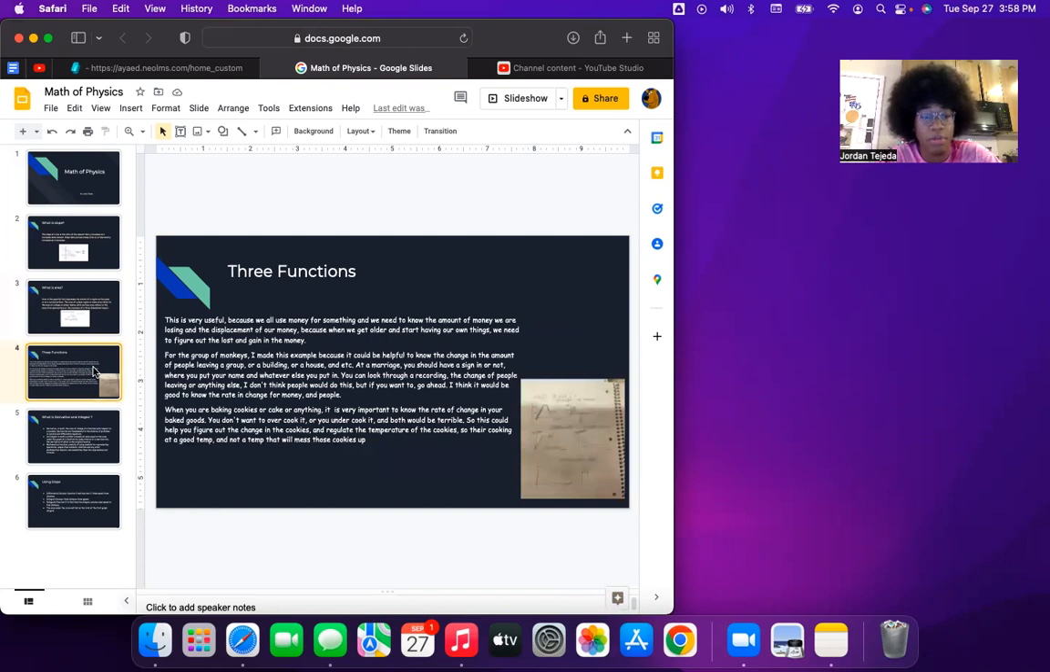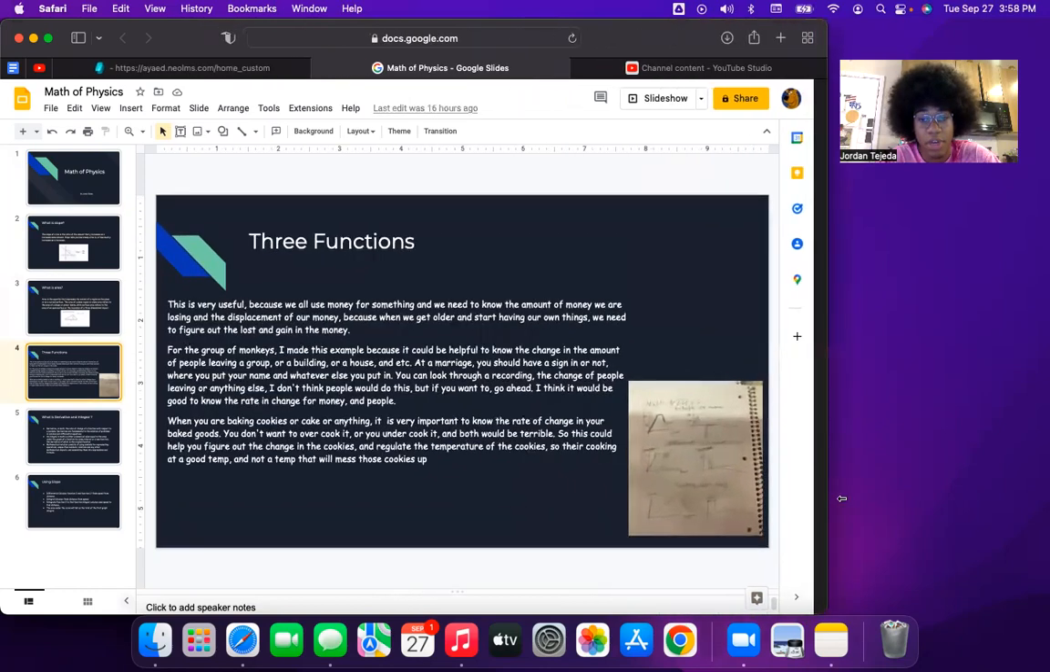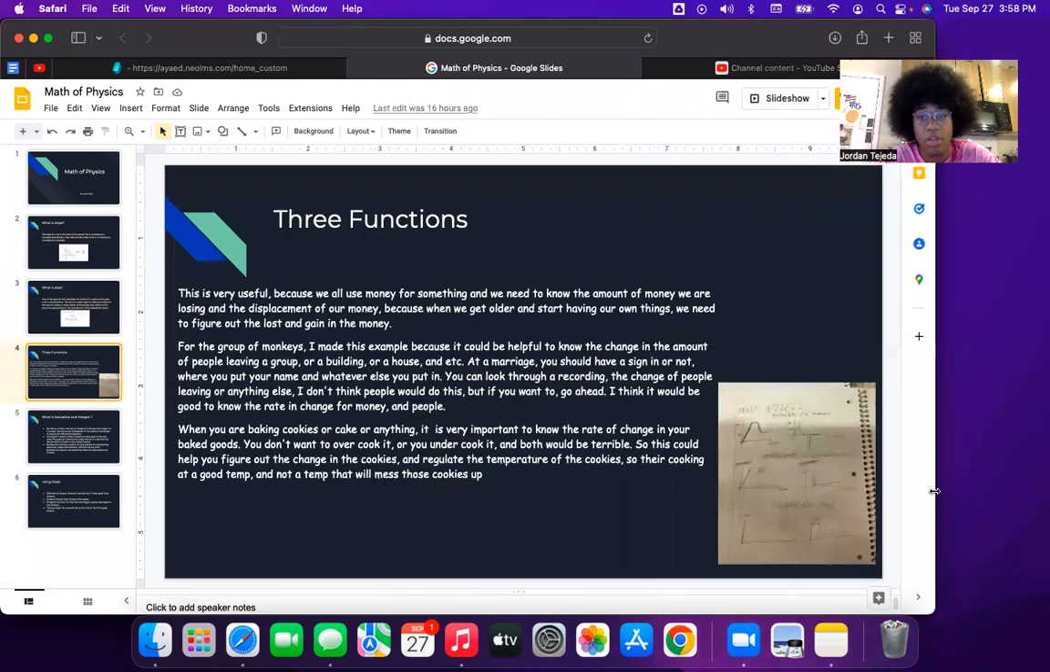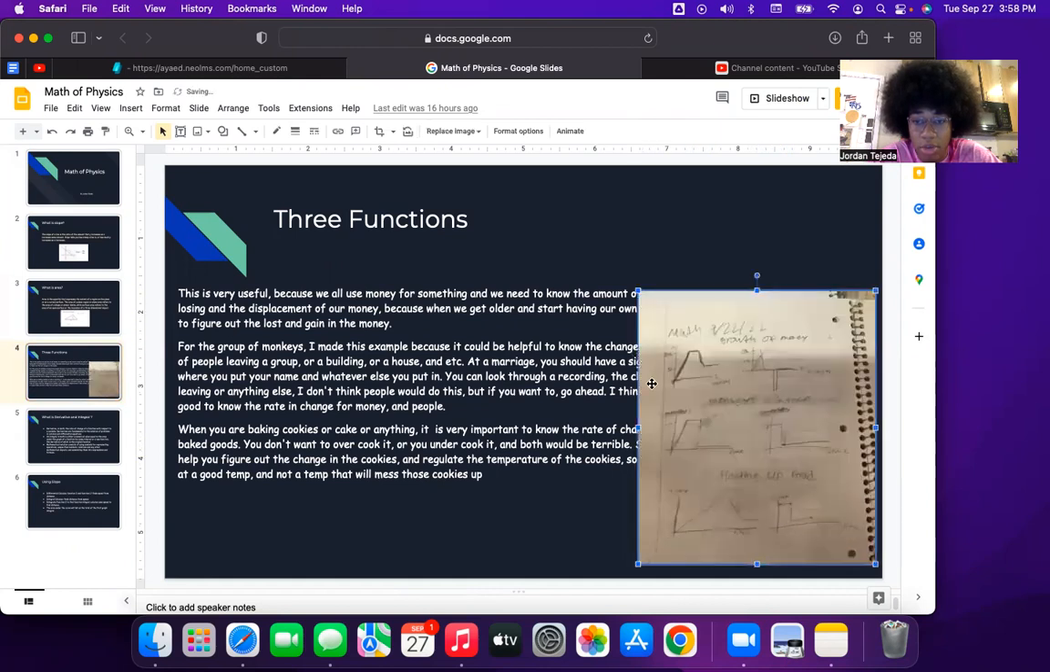Here are some functions I created that I thought would be very useful to have, and very useful to use in your daily lives. So my first one I did with money, and I thought this was very important. Let me open it up a little bit more.